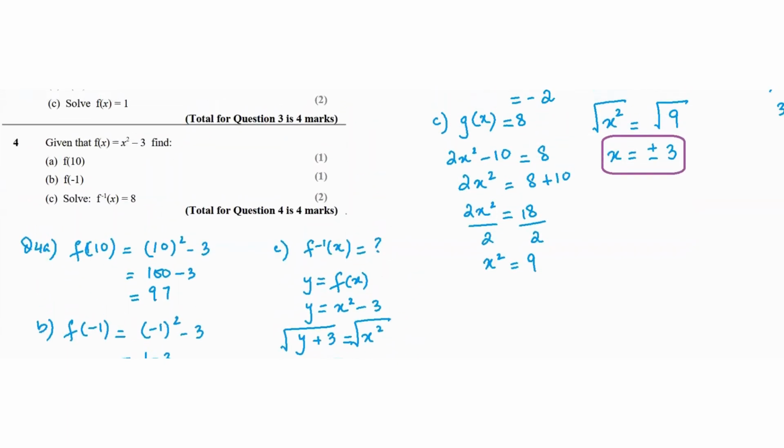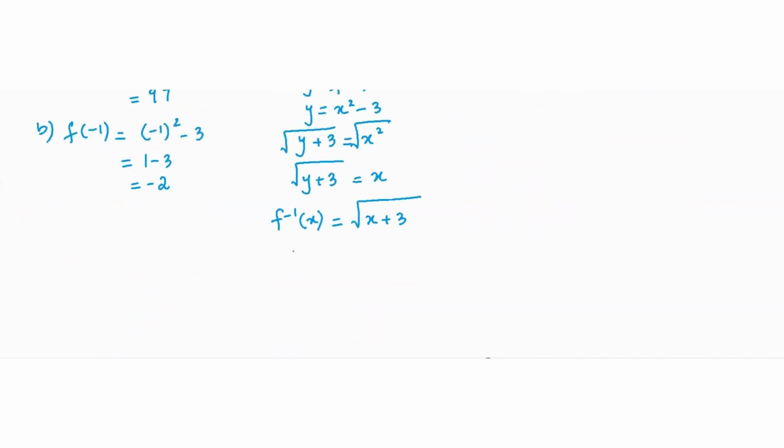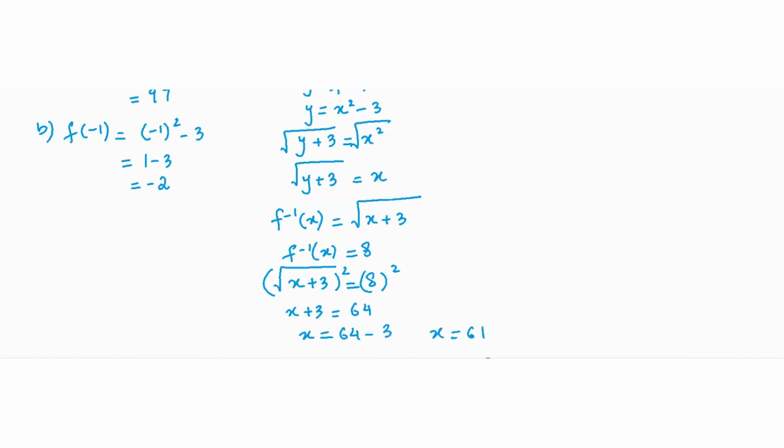Now they want us to solve the inverse equal to 8. So if the inverse equals 8, that's going to be square root of x plus 3 equal to 8. Same thing, square both sides because we're trying to get rid of the root on x plus 3. So it's going to be x plus 3 equals 64, and x equals 64 minus 3, which gives us x equals 61. That's your answer.